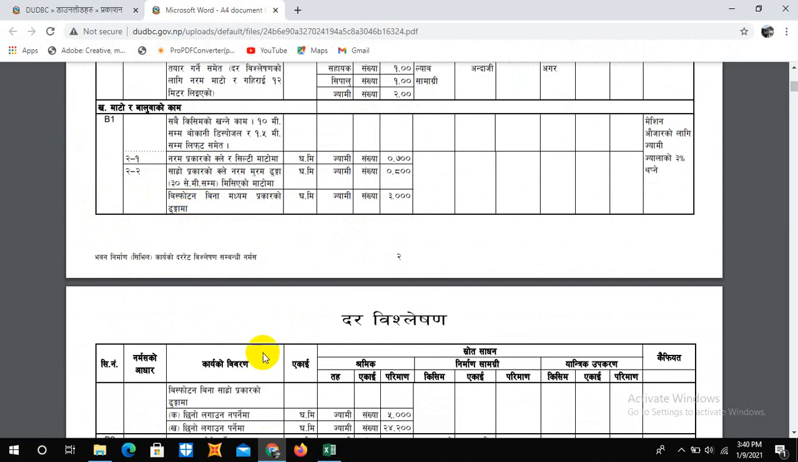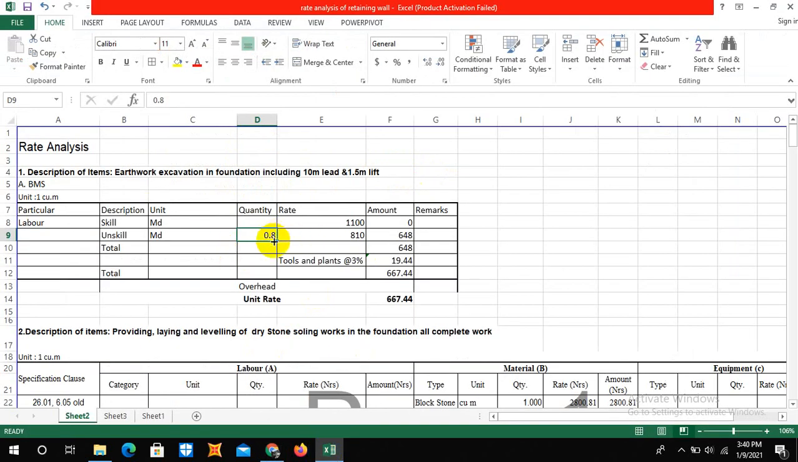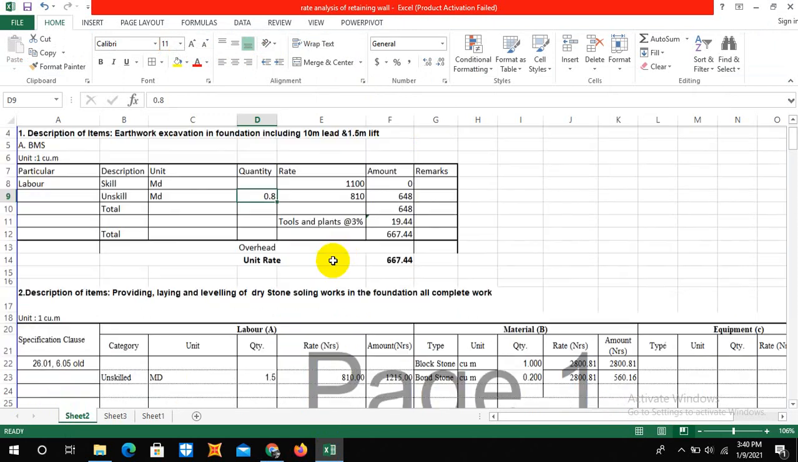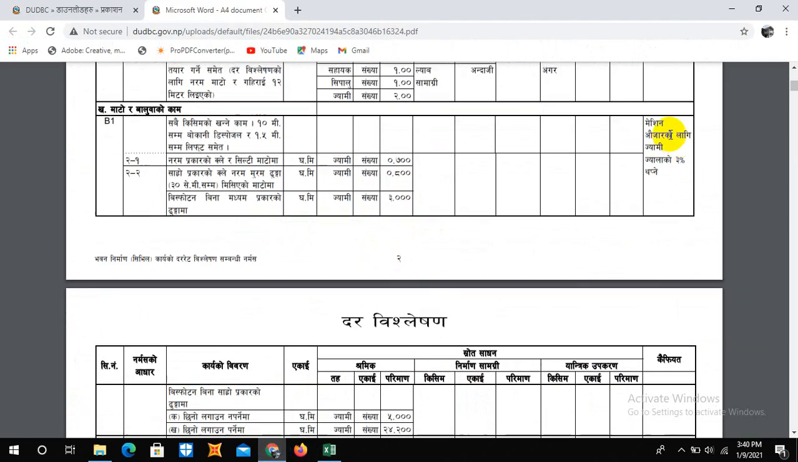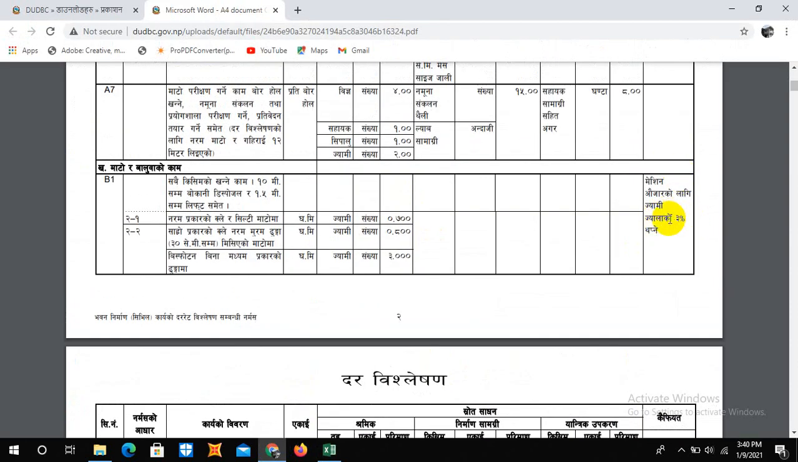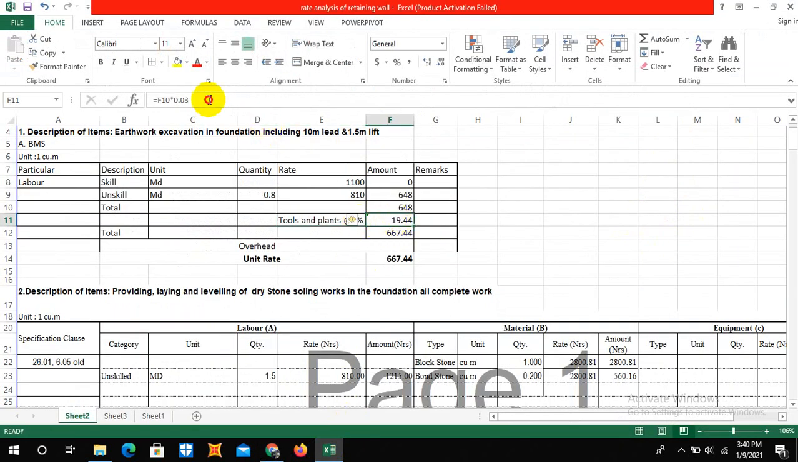So in our case, 2.2 for hard soil, and we have obtained the number of unskilled manpower as 0.8, so we put 0.8 here. And then tools and plant is 3% of unskilled manpower, as we can see from here. 3% of unskilled manpower 648 is, so our total of earthwork excavation becomes 667.44.